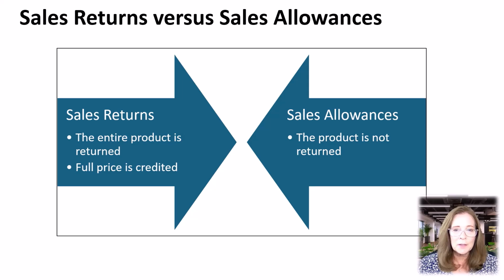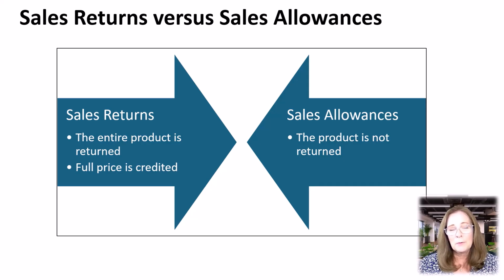Sometimes overseas companies also use allowances because the cost to ship the product back, especially if it's damaged and would just be thrown away anyways, is more than the product is worth. And the company just doesn't want to waste that money.